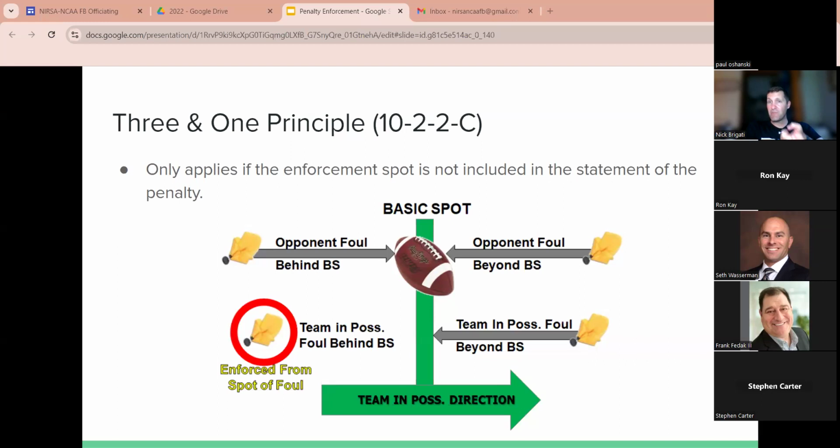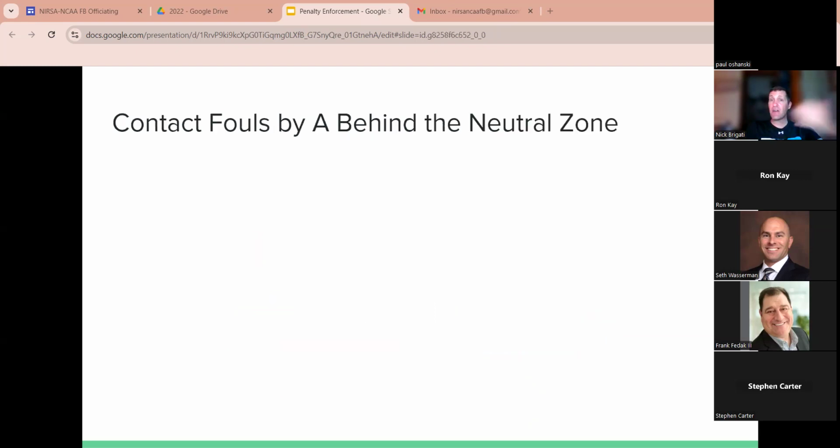If it's a foul by the team in possession beyond the basic spot, we enforce the basic spot. It is only situations in which the foul is behind the basic spot by the team in possession that we would enforce it from the spot of the foul. And as I said before, that's not always true. That's generally true, but not always true. And situations in which it is not always true include contact fouls by A behind the neutral zone.